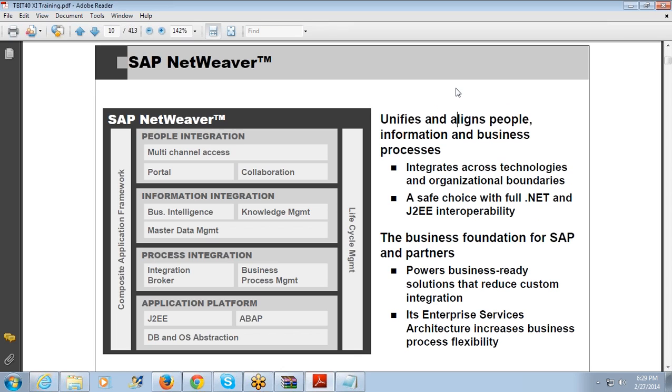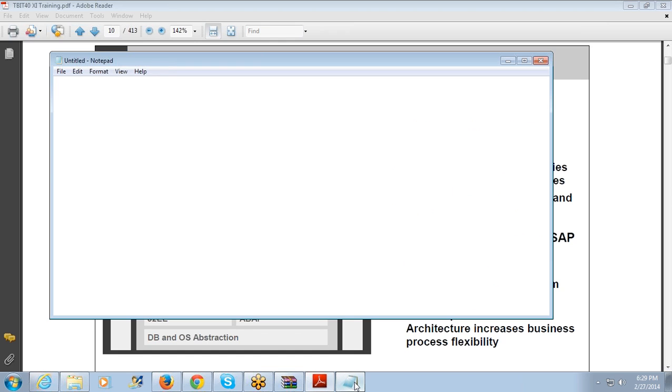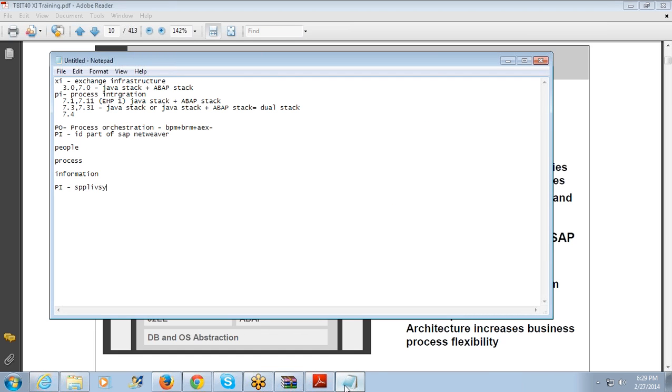We have XI in the process integration. The application platform is built with J2EE and ABAP. Process integration is part of SAP NetWeaver. Any NetWeaver technology runs on an application server called WAS, the Web Application Server. So our PI system application server is WAS. PI runs on WAS, and it is a combination of Java stack or ABAP stack.